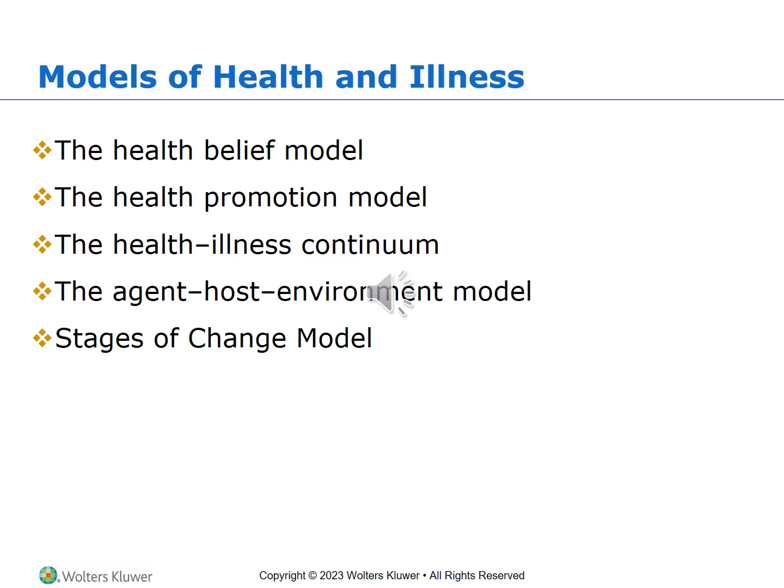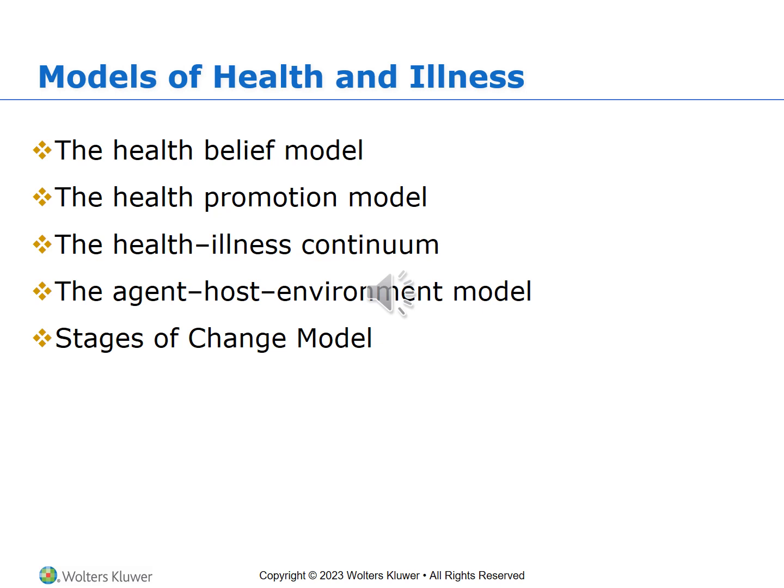Health illness continuum. So the health illness continuum, we have a little picture on page 71, figure 3-5. It shows the normal healthy human. And if you go towards the left, it's showing you illness, and then it's showing you death. And if you go towards the right, it's showing you good health, and then it's showing you high level wellness.